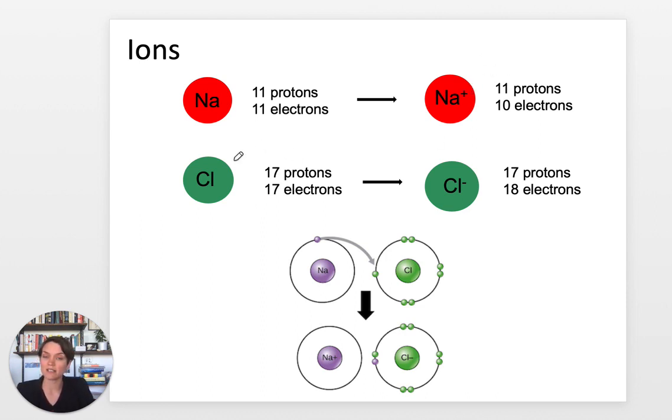In contrast, chlorine, if it has an equal number of electrons and protons, is a neutral atom. If it has gained an electron, then it would have 17 protons, 18 electrons. Again, electrons are negatively charged particles, so if you gain an electron, that means that you are going to become negative.